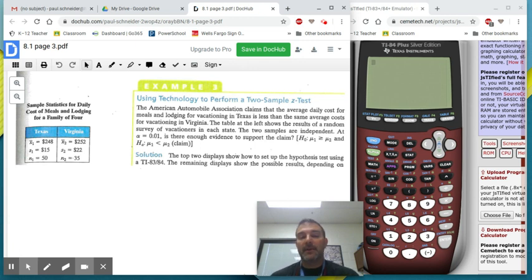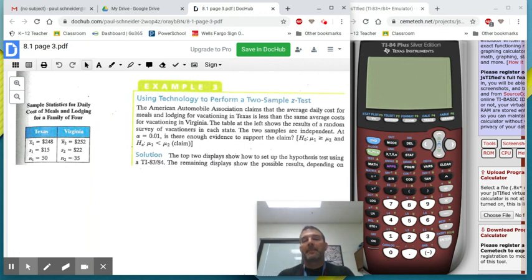It says the American Automobile Association, also known as AAA, claims that the average daily cost for meals and lodging for vacationing in Texas is less than the same average cost for vacationing in Virginia. The table at the left shows the results of a random survey of vacationers in each state. The two samples are independent. Okay, so we need to know that for this section of work. At a level of significance of 0.01, is there enough evidence to support the AAA's claim here?